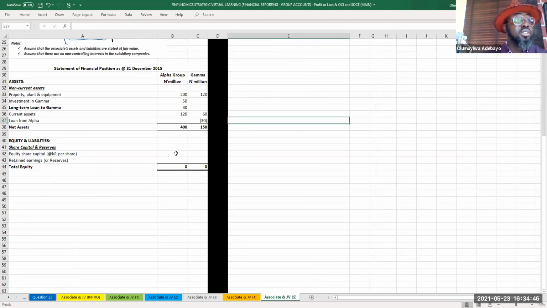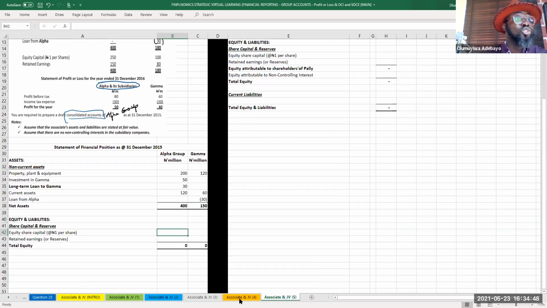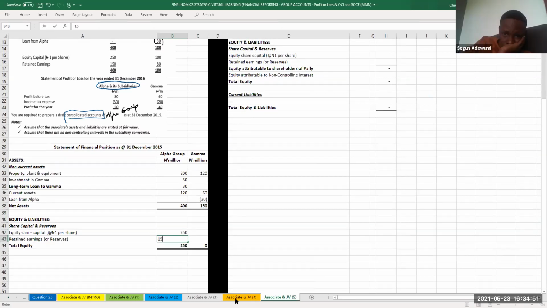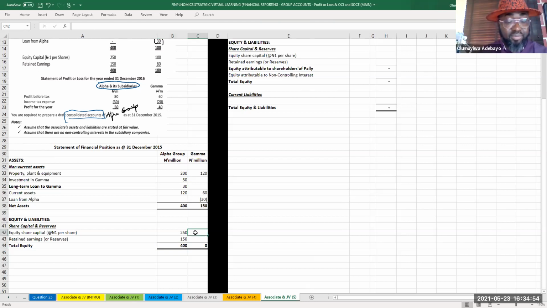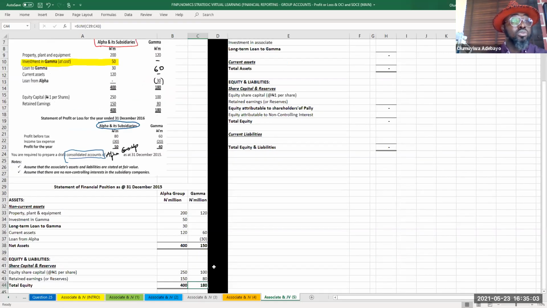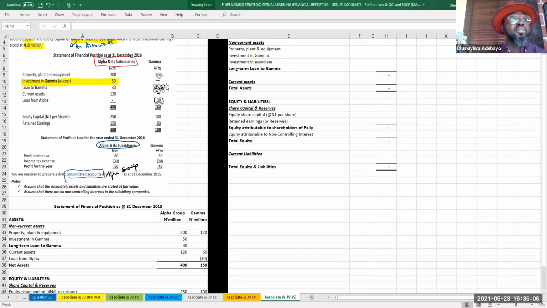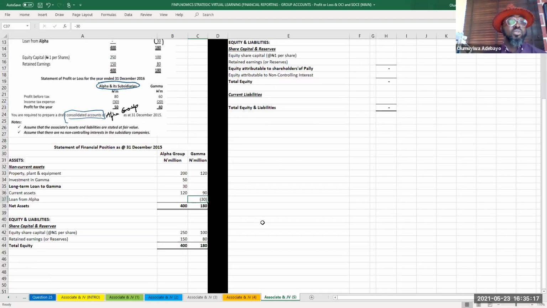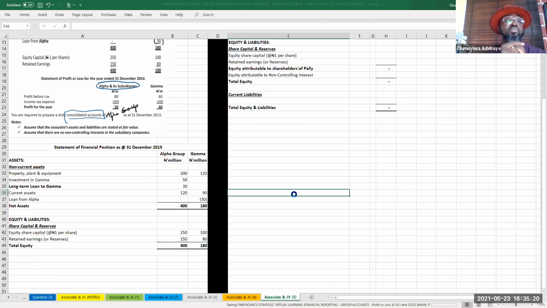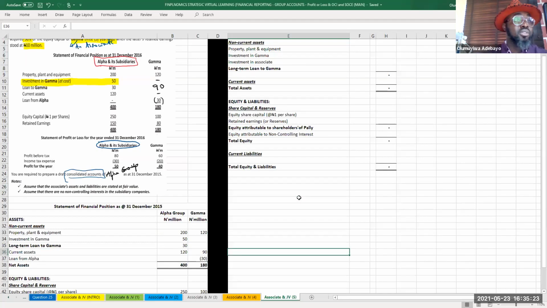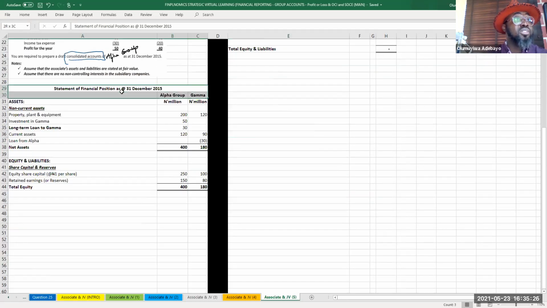Okay. Now share capital. What was there? 250 and 150. And this is 100. And 80. Sorry, this 90. Okay. Now, this is a position now. Okay, and they also give us for profit or loss.